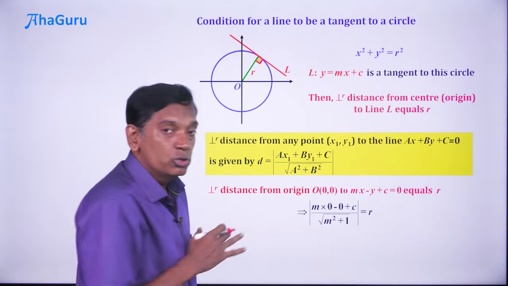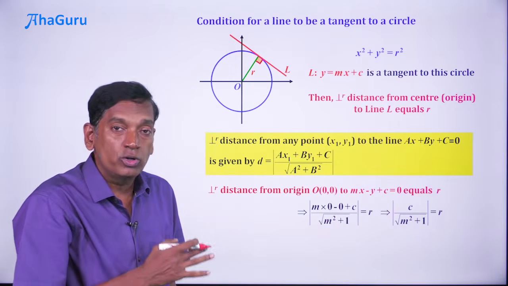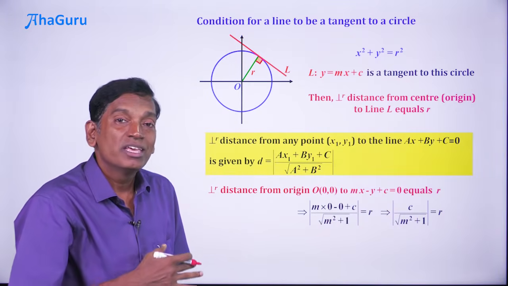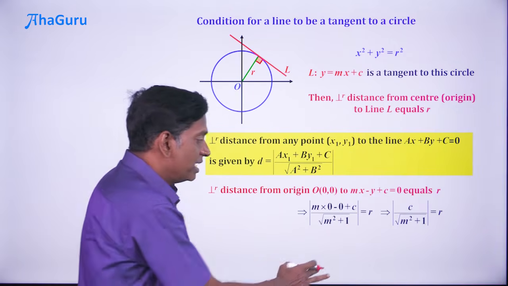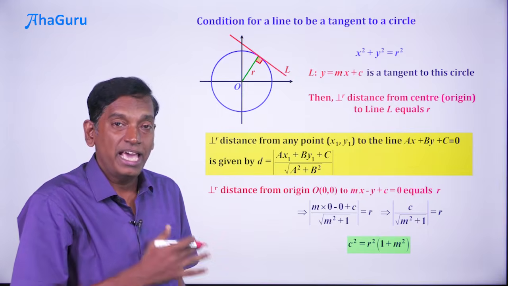That must be equal to the radius. That gives |c| by the square root of m squared plus 1 equals r. If we square both sides, we get c squared equals r squared times (1 + m squared).